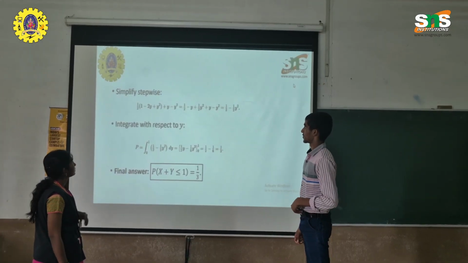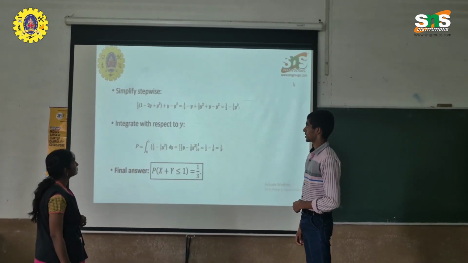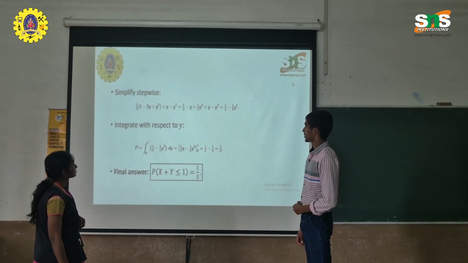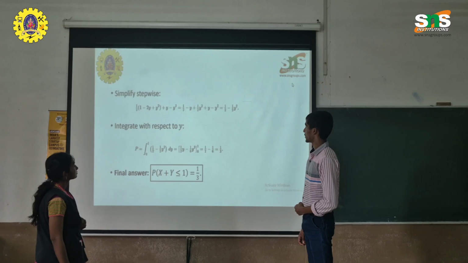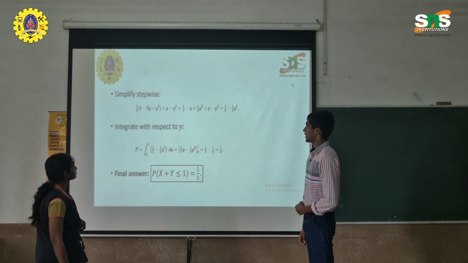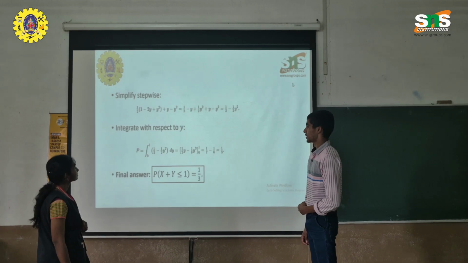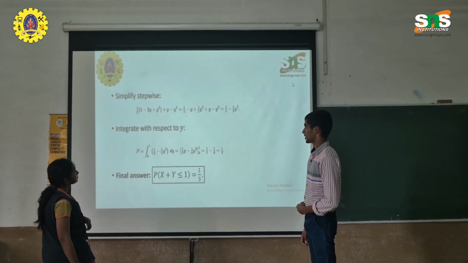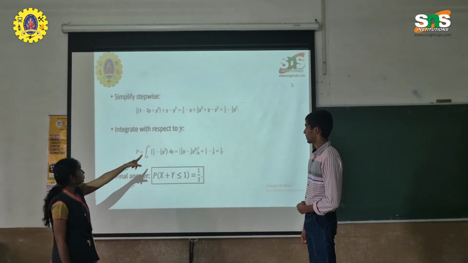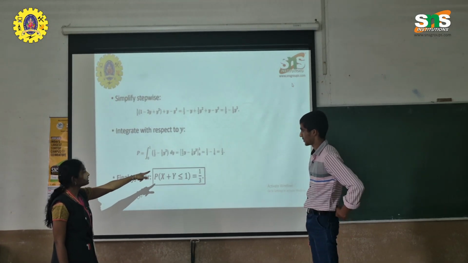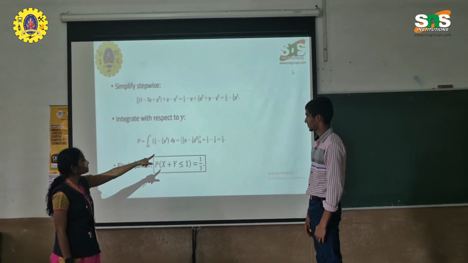Simplifying stepwise, we have 1/2 (1 minus 2y plus y squared) plus y minus y squared, which equals 1/2 minus y plus 1/2 y squared plus y minus y squared, which equals 1/2 minus 1/2 y squared. Integrating with respect to y, P is the integral from 0 to 1 of (1/2 minus 1/2 y squared) dy. Simplifying with the limits 0 to 1, the value is 1/3.